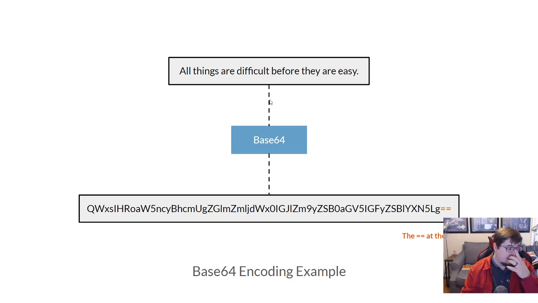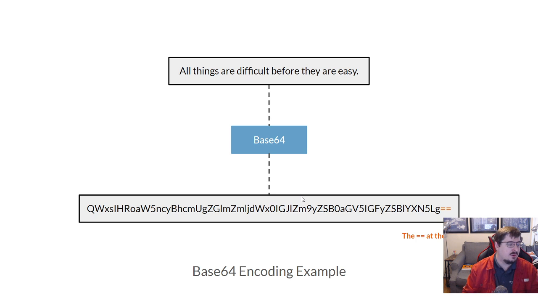So if I take a fortune cookie saying, "All things are difficult before they are easy," and run that through this Base64 algorithm, this is what it's going to look like on the other end. On the other end, it looks like noise. It almost looks like it's encryption, even though it's not actually encryption because there's no secret here. It's just an encoding.